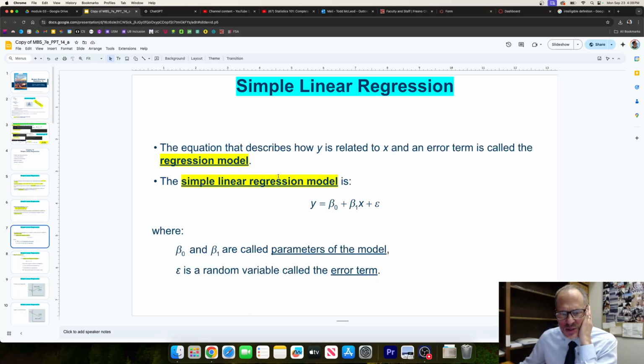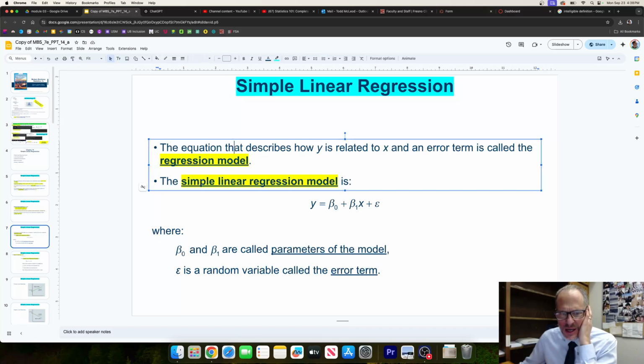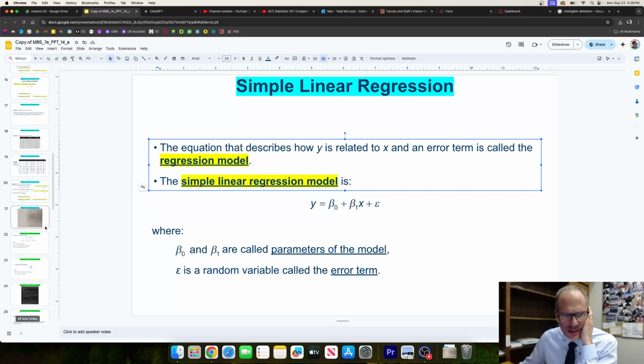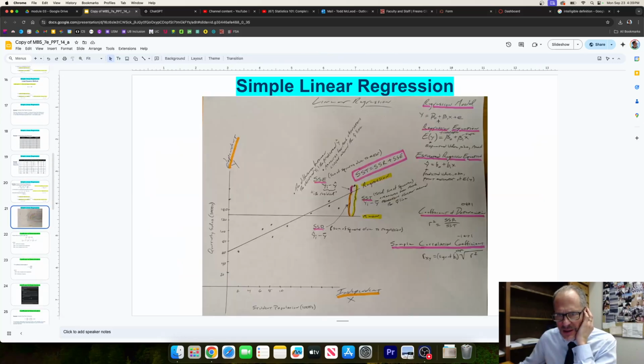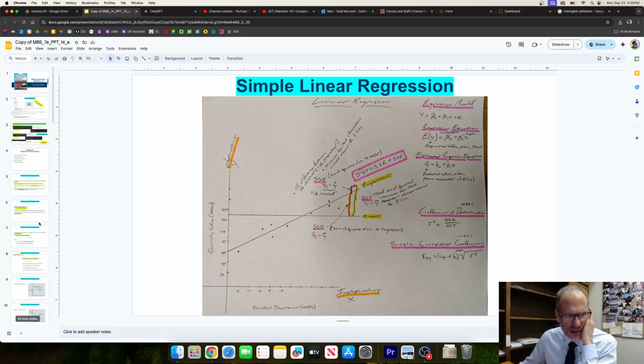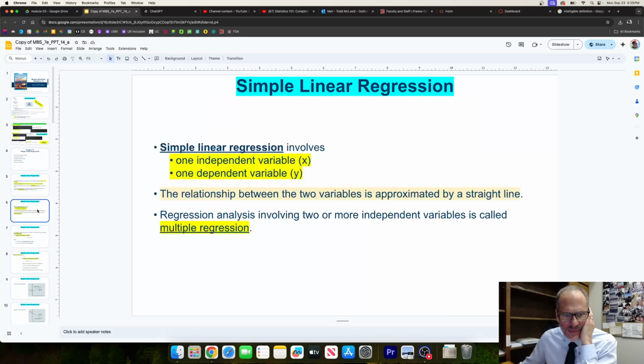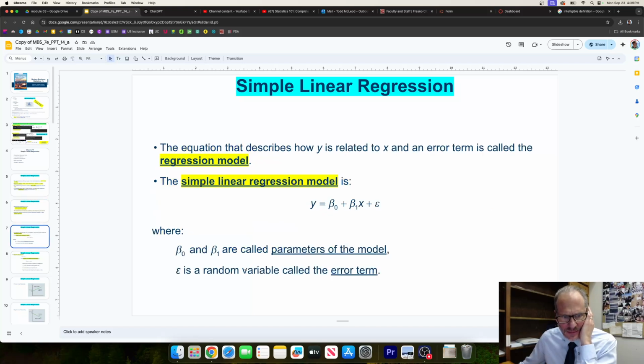The equation that describes how y is related to x and an error term is called the regression model. And here it is, okay? And I've also put it right here, just on this sheet. Here's the regression model. That's exactly that same formula. And I just put these all together so you could kind of see how they're connected. And we talked through those in the previous video. And so that's right here.